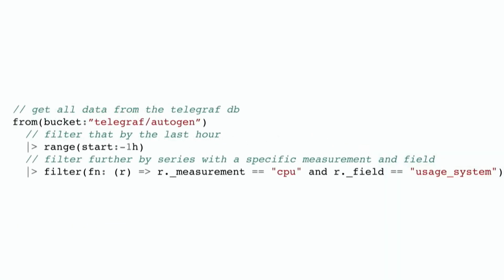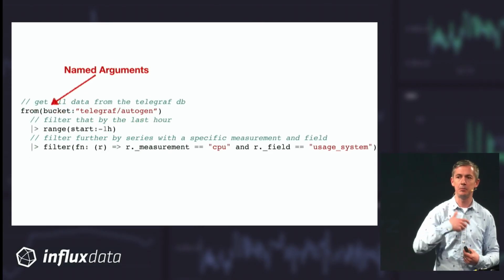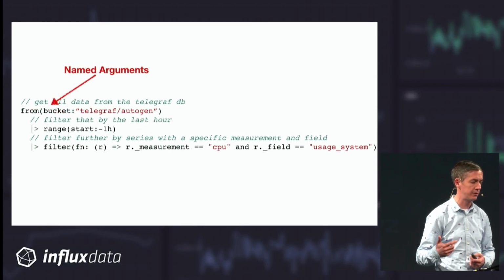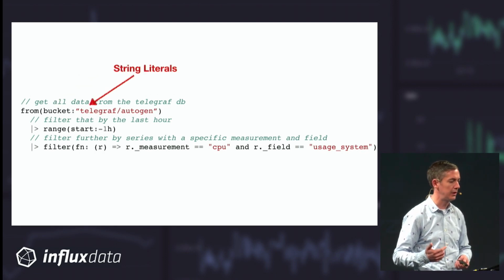So this is an example query. We're pulling data from our Telegraf database, the autogen retention policy. We're looking at the last hour, and we're filtering it by the CPU measurement and the usage system field. So a few things you can see from this query right away. Obviously, the language supports comments. We have named arguments. We only do named arguments in Flux. We do not do positional arguments. And the reason we chose to do that is because we think named arguments add to the readability of your queries. String literals are a thing.